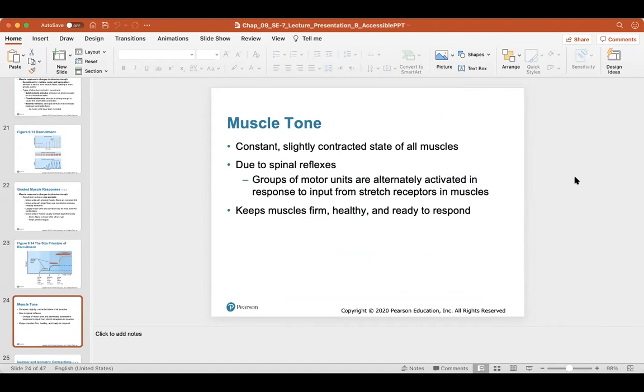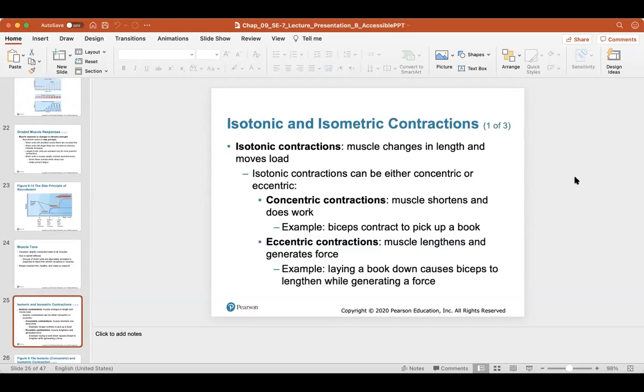Muscle tone is the constant, slightly contracted state of all muscles, and this is due to spinal reflexes where groups of motor units are alternatively activated in response to the input from stretch receptors in muscles. This keeps your muscles firm, healthy, and ready to respond.